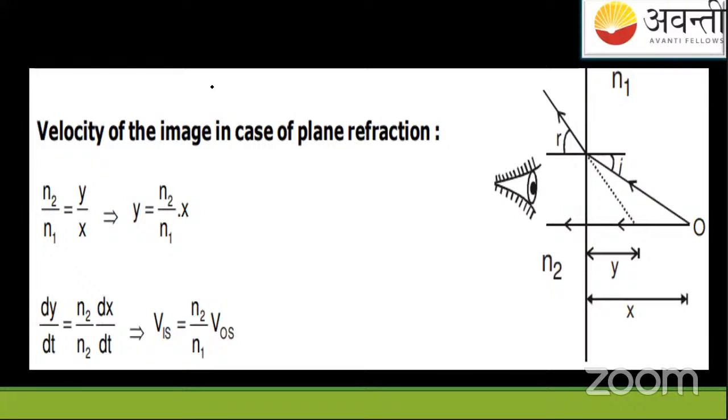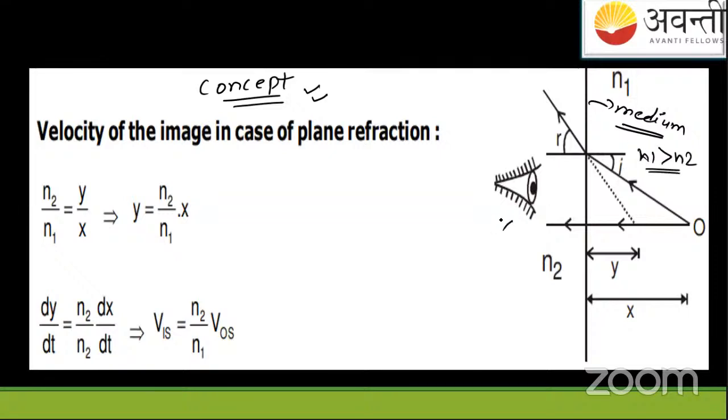For this, we have to understand the speed concept in case of the refraction process. Suppose there is a boundary separating two mediums, N1 and N2. Since we can see that the angle of refraction is greater than the angle of incidence, we can conclude this medium is denser than the medium where we are. Suppose we are in air or vacuum, and this is maybe water or oil.